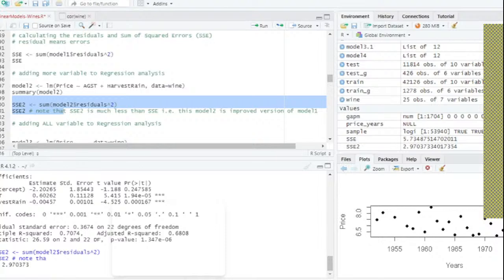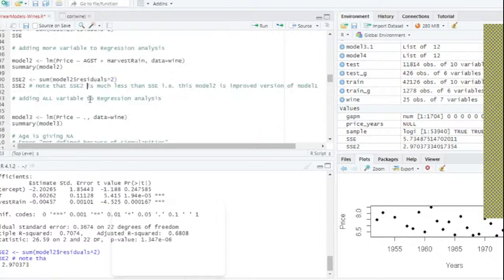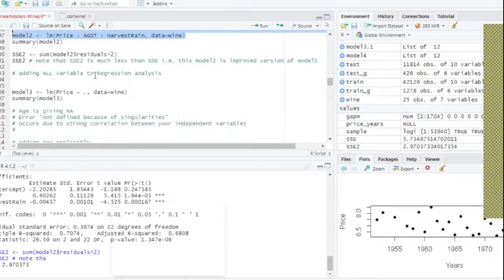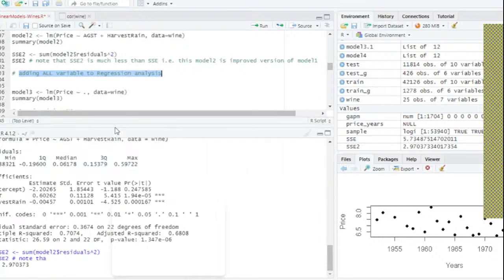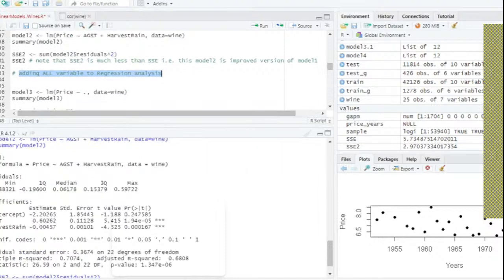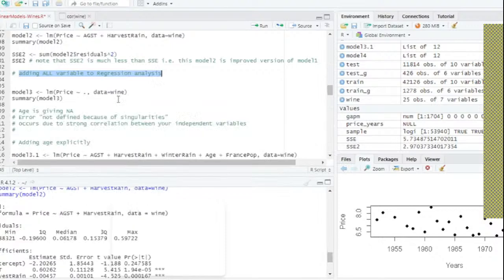Okay, so now we have seen two variables. Next I am going to add all variables. Why? I'm just putting in more variables and trying iterations. When you put in two variables and look at the output, there are some star ratings. All this we are going to learn when we create a model with all variables.